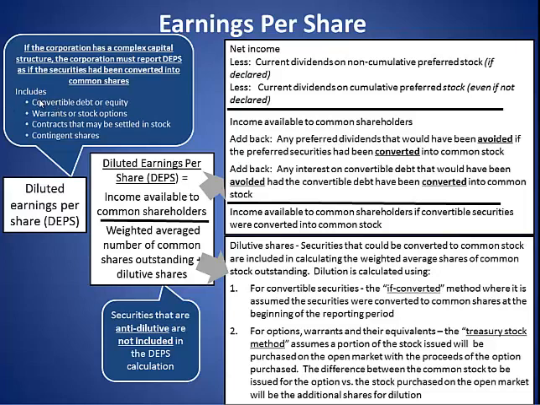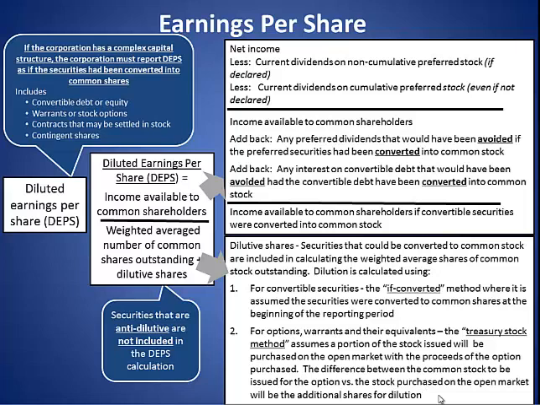And that includes things like convertible debt or equity, warrants or stock options, contracts that may be settled in stock, or contingent shares. Now, again, the calculation itself, you have a numerator and denominator, and you have the income that is available to the common shareholders, and the denominator is a weighted average number of common shares, basically dilutive shares outstanding.